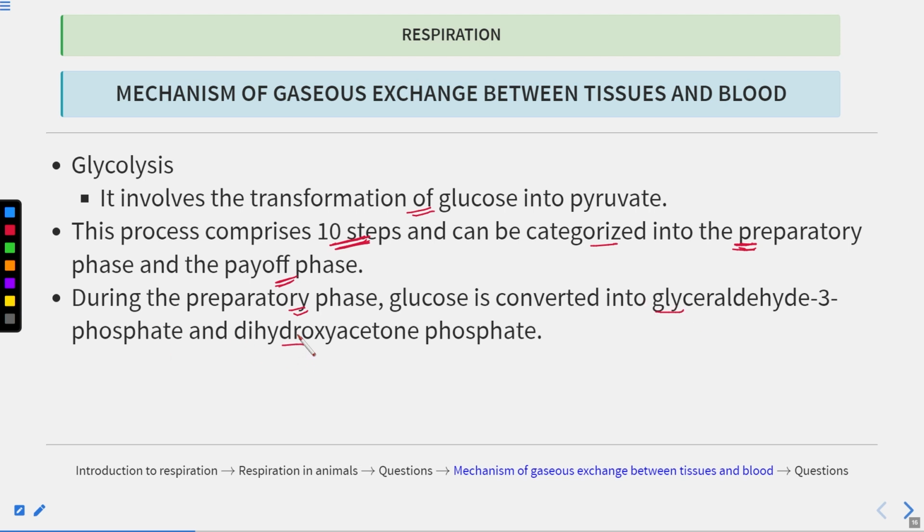So you can divide the process of glycolysis into two phases. First is the preparatory phase, and second is the payoff phase. Now the preparatory phase is till the formation of glyceraldehyde 3-phosphate and dihydroxyacetone phosphate.